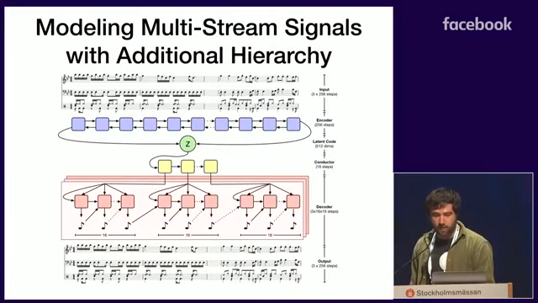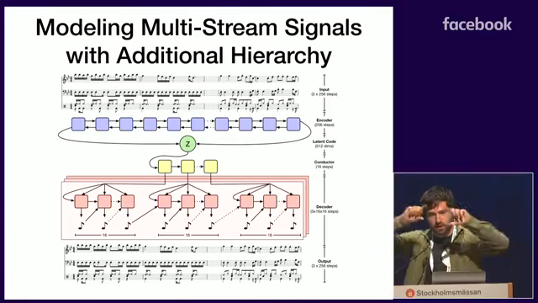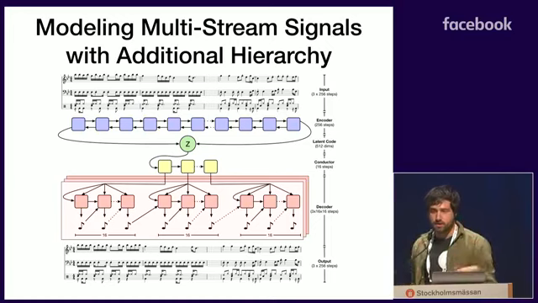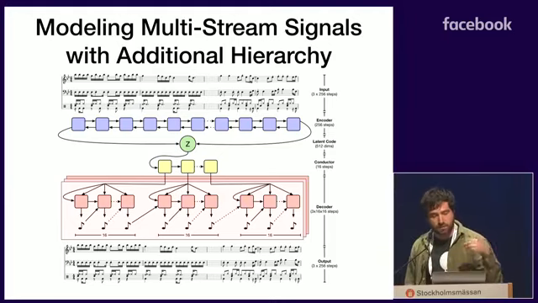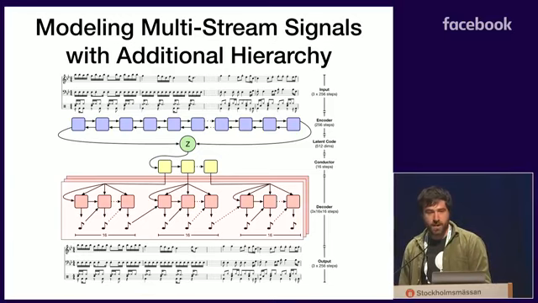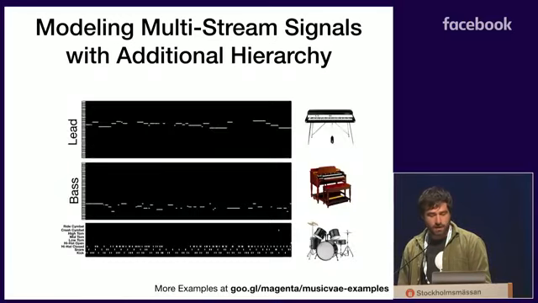The final thing I want to mention very quickly is that we also can add another level of hierarchy and not just model over different time scales, but also across instruments. So in this case, we're modeling 3 separate instruments by passing the latent code through the first level embedding LSTM, and then passing each of those to 3 separate bottom level decoders for drums, bass, and melody.